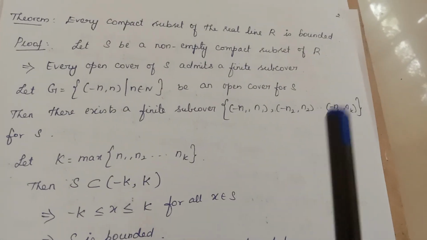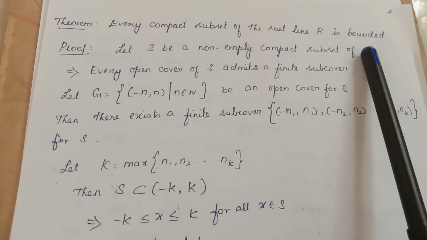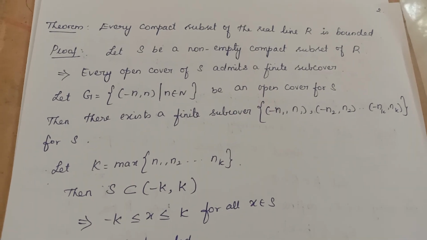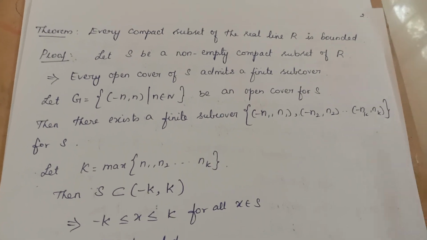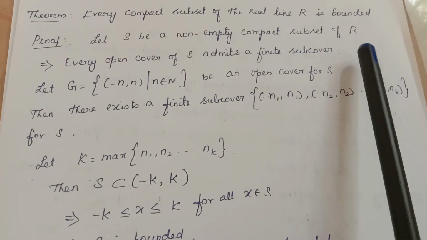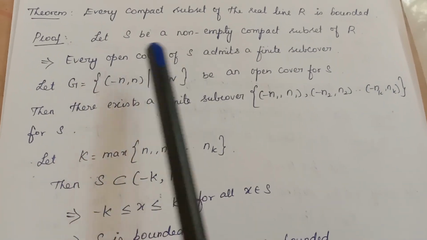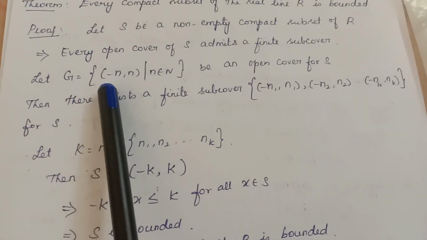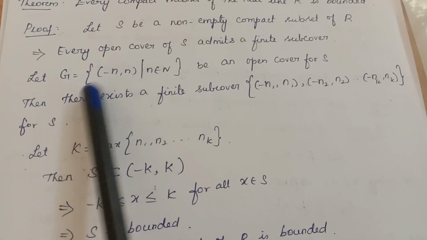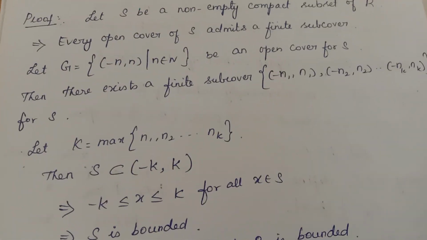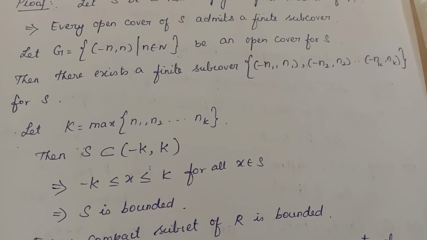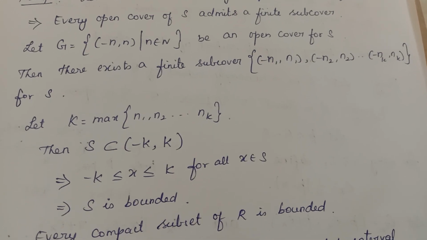Then the next theorem: every compact subset of the real line is bounded. In the previous theorem, what have we proved? Every compact subset is closed. Now we are going to prove it is bounded. So let S be a non-empty compact subset of R. That means every open cover admits a finite subcover. So let me take the intervals (-n, n) as an arbitrary open cover for S. Since S is compact, this will also have a finite subcover.